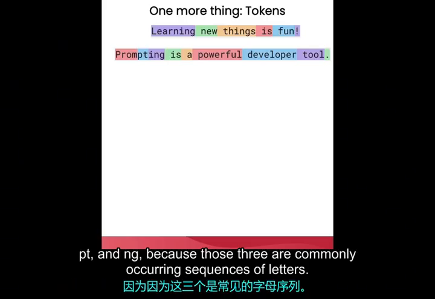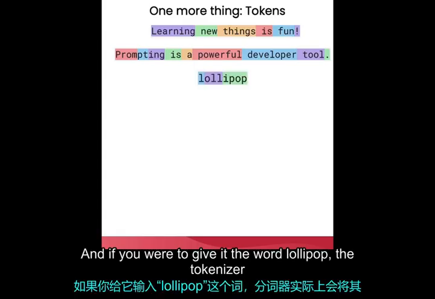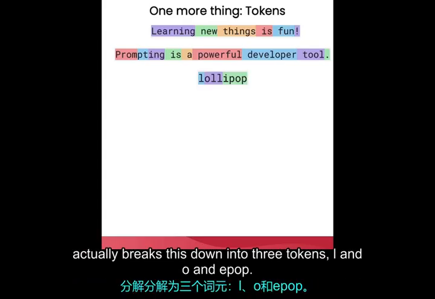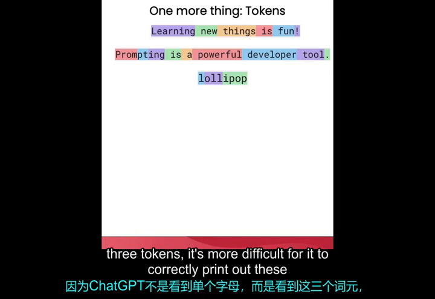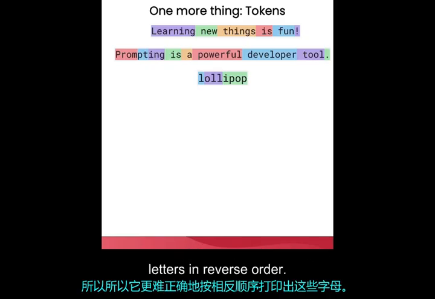And if you were to give it the word lollipop, the tokenizer actually breaks this down into 3 tokens, L and O and LIPOP. And because ChatGPT isn't seeing the individual letters, it is instead seeing these 3 tokens, it's more difficult for it to correctly print out these letters in reverse order.